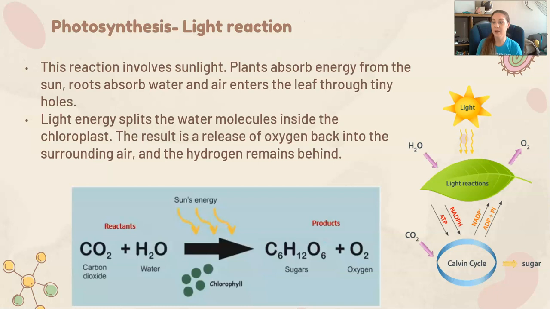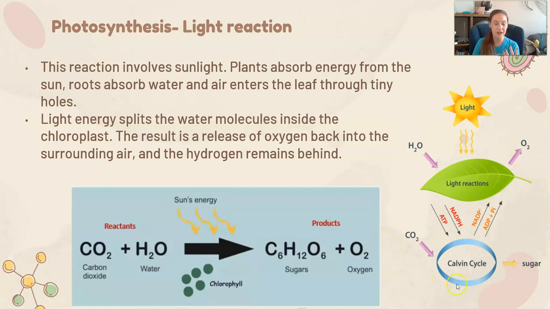So part 1 is the light reaction, and this part does require sunlight. So plants absorb energy from the sun, and that light energy splits the water molecule that's already inside the chloroplast. After that water molecule splits, some of it is going to be released back into the surrounding air, but the hydrogen part of that water molecule is going to remain behind. So the water molecule has been split so that it can be recombined and converted into glucose, okay? Otherwise, the plant is not going to be able to use it.